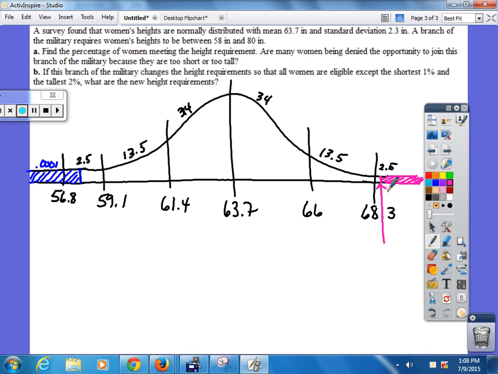And let's see. Need to get a z-score here. So we need a z-score here. And we need a z-score here.